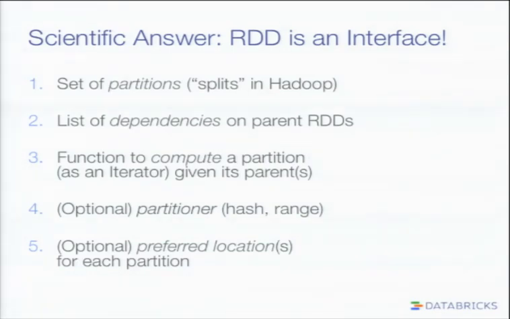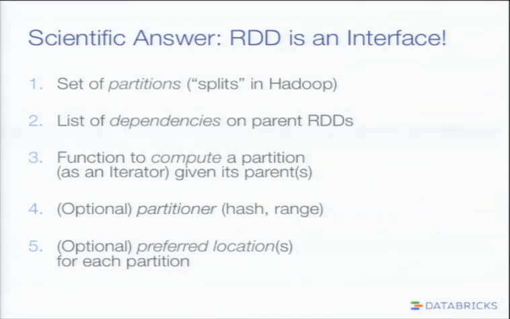The second one is the list of dependencies, which is how an RDD depends on some of its parents. You can view the parents as an input. And then the third is a compute function, which takes in an input. The input itself is a partition object, and it's going to return an iterator that represents the data on this partition of data for this RDD.